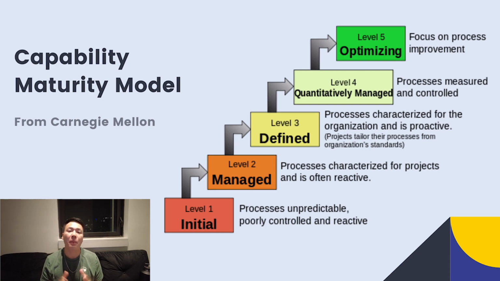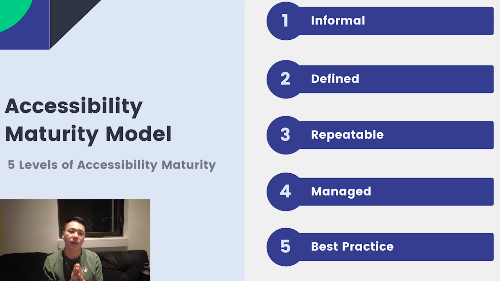And then lastly, optimizing. You're at a point where everyone or most people in your organization are following the standards that you've established, and you're really trying to optimize the process to make it more efficient so that more people are able to follow it without creating additional friction in your organization. So in this slide, I'm going to talk about the accessibility maturity model.